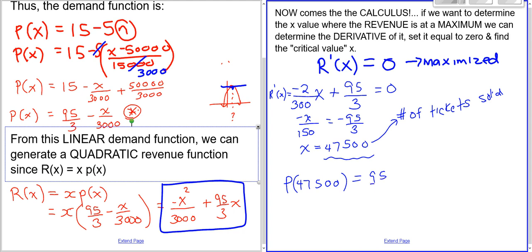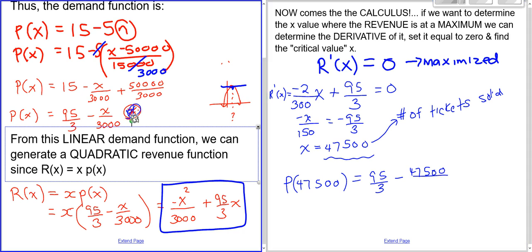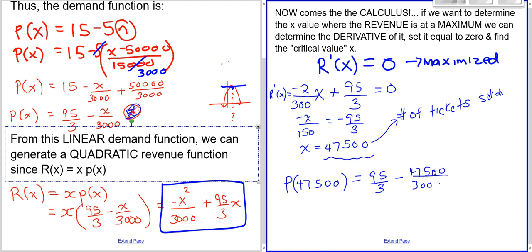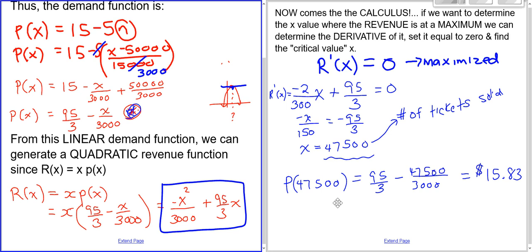So 95.3 minus, and if you put the 47.5 into the equation for the price, I'm putting it into this one right here on the previous slide. And if I divide that by 3,000, put this all into your calculator, and guess what we get? It's a very familiar sounding $15.83. Okay, so that is what the ticket price should have been set at in order to maximize the revenue. And that answers our question using calculus methods.